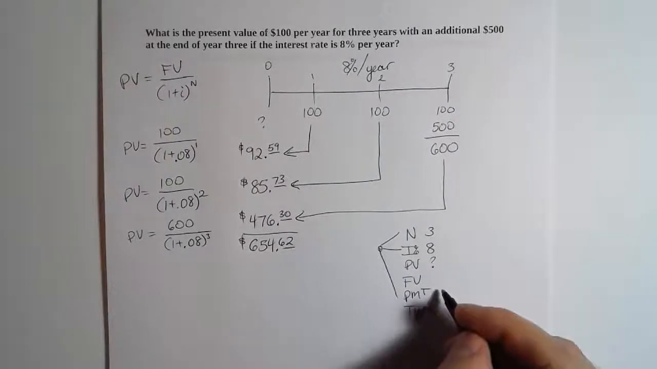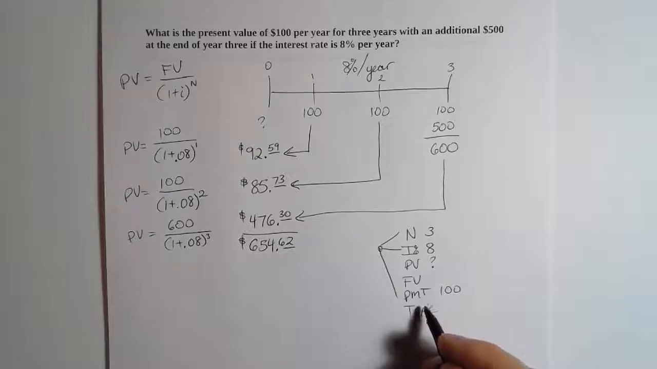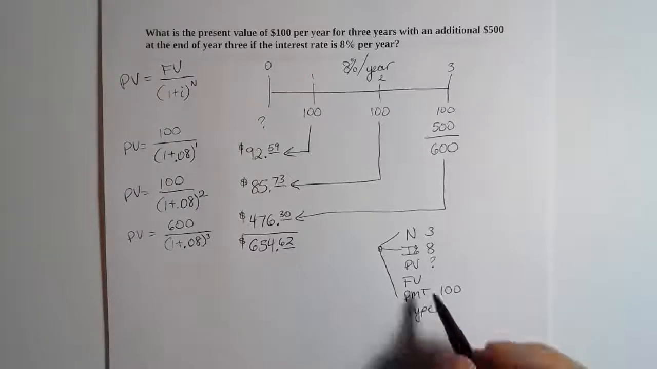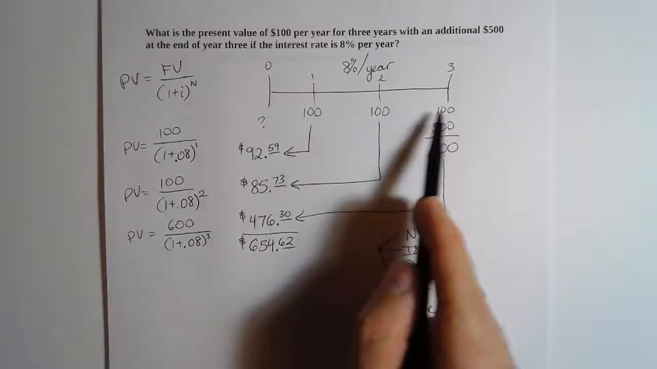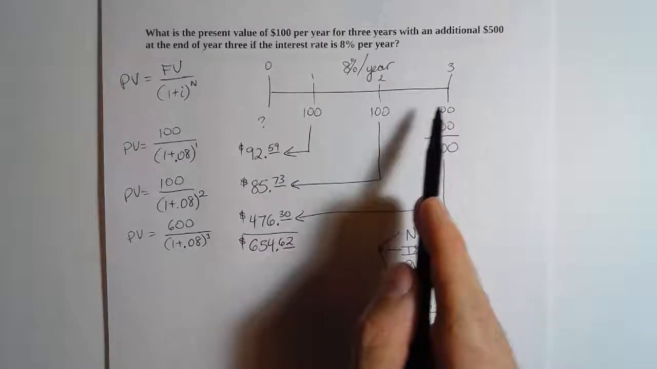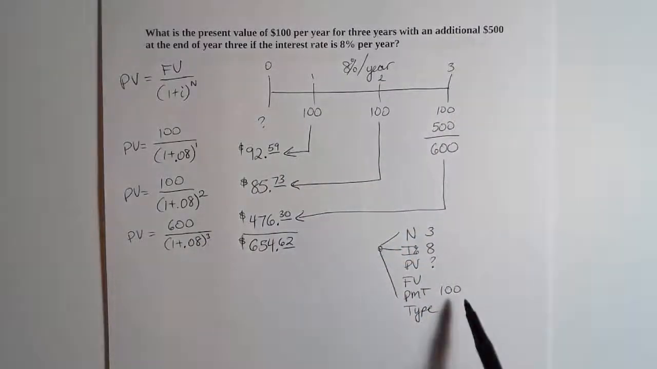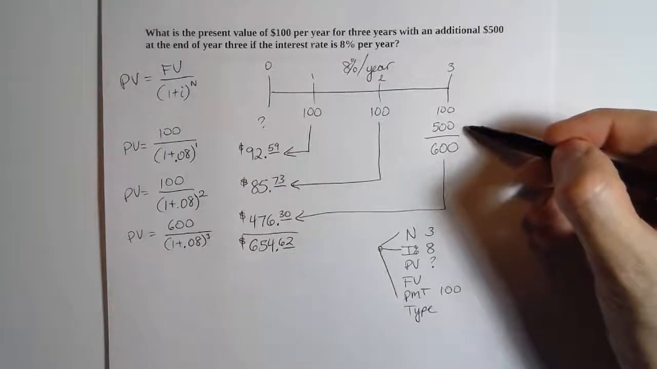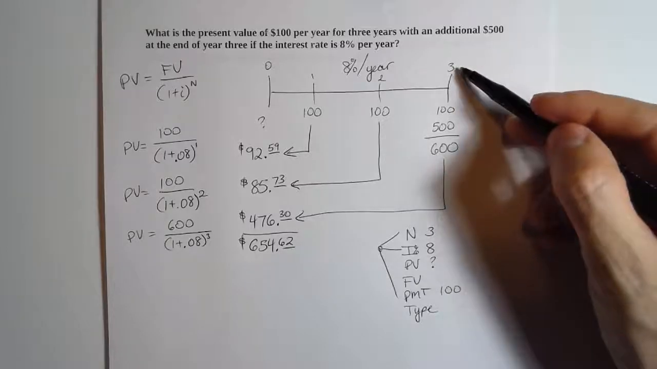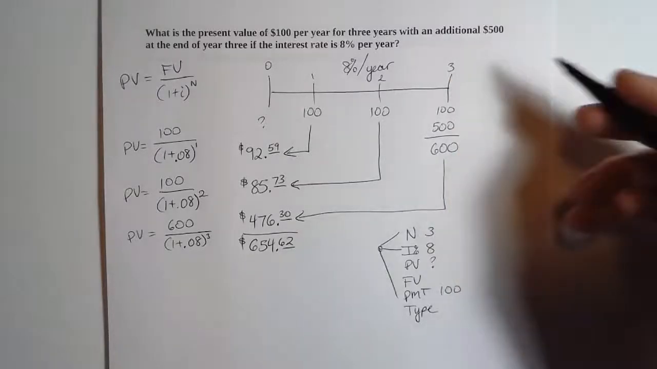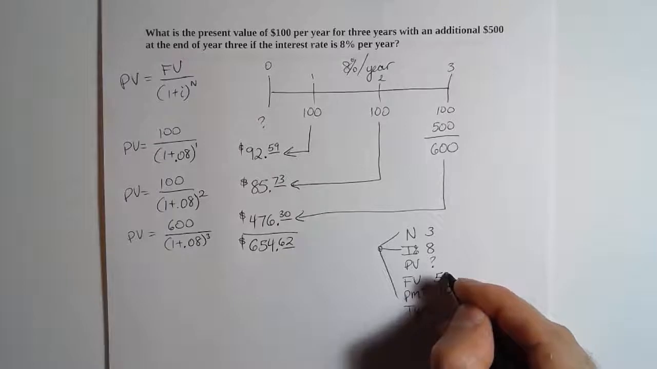Payment will be the $100, because the payment line in your calculator is for an annuity, and we have $100 every period for the specified number of periods, and that constitutes an annuity. So this payment is the annuity part. But then I have this $500 out here that's in addition to the payments. Well, that $500 is at the end of the time period, so I could call that a future value. So I'll put that here in the future value line.